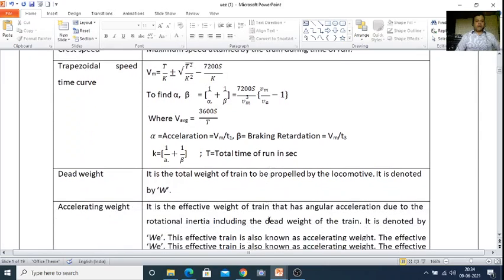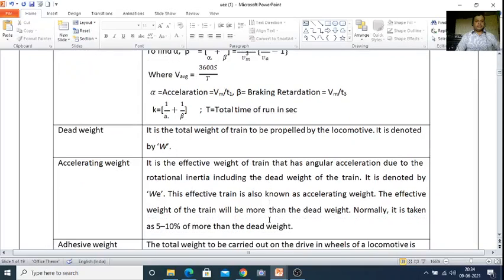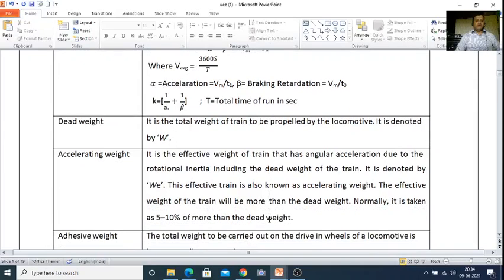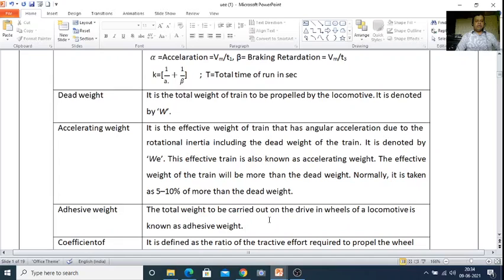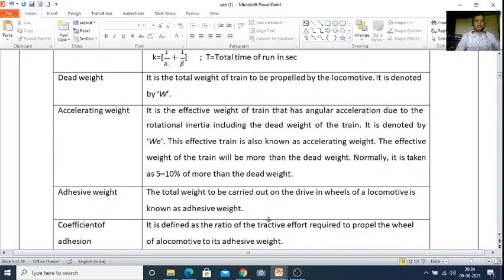And we will look at the dead weight. What is a dead weight? It is the total weight of the train to be propelled by the locomotive, and it is denoted by the letter W. Acceleration weight. What about acceleration weight? It is the effective weight of the train that has angular acceleration due to rotational inertia, including the dead weight of the train, and it is denoted by WE. This accelerating weight is the effective weight of the train, which is more than the dead weight, about 5 to 10% of the dead weight actually.